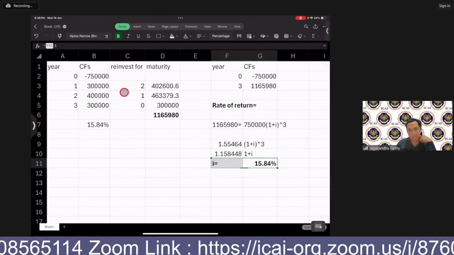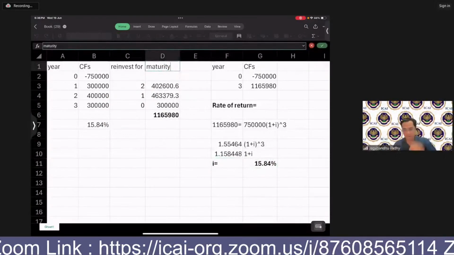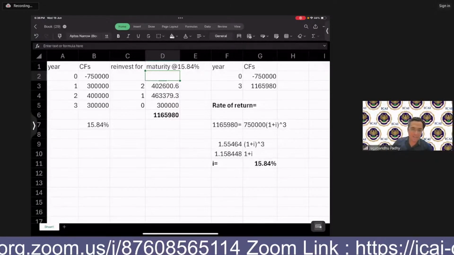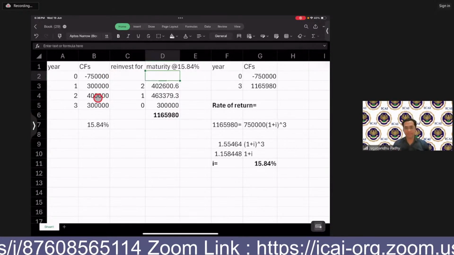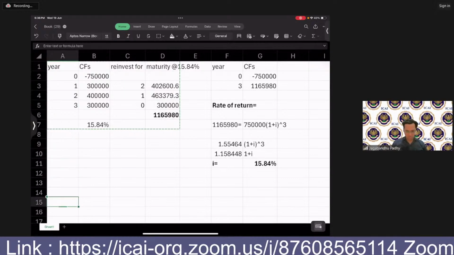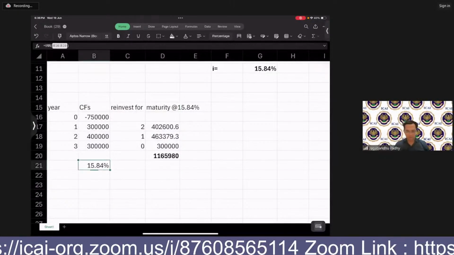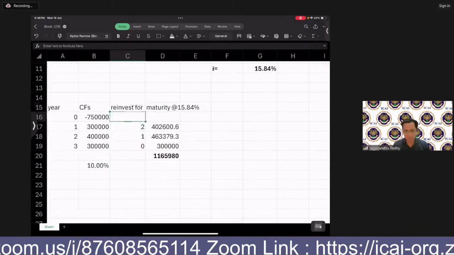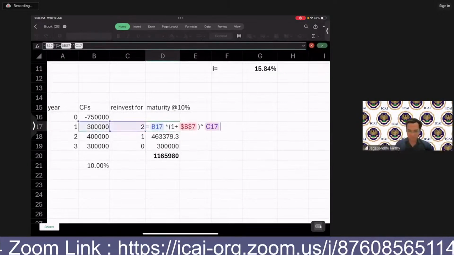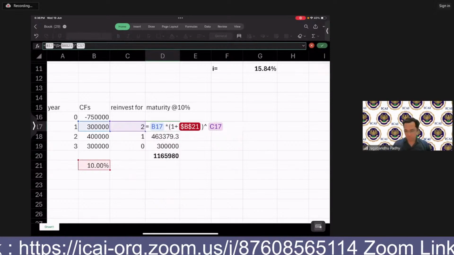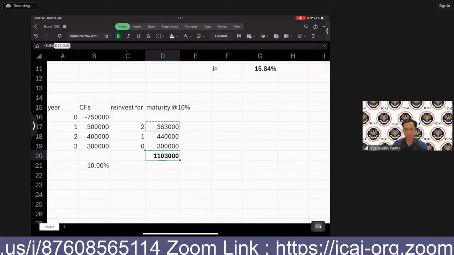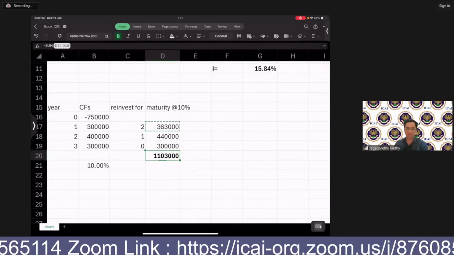But this is the maturity at the rate of 15.84%, and it is not mandatory that whatever intermediate cash flows you have, you will be able to reinvest at the same rate. That's not possible, right? So taking a more realistic scenario, suppose we are able to reinvest not at 15.84, but maybe just 10%. In that case, the realistic maturity value which we can realize from the project will change. My maturity value, taking 10%, will become this, and my final maturity value is going to change to 11 lakh and 3,000. 11 lakh and 3,000 is the final maturity value.